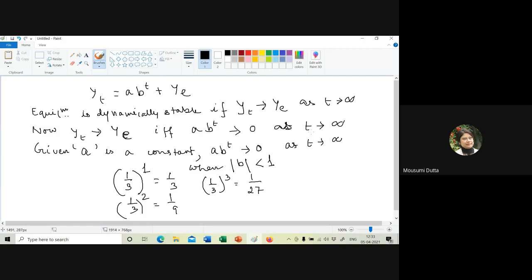Okay? So either it will lie between 0 and 1 or it will lie between -1 and 0. I'm considering the absolute value to be less than 1. That means b will lie either between 0 and 1 or between -1 and 0. Everybody? Yes, ma'am. Okay. So are we then getting the stability condition? Can we write this?